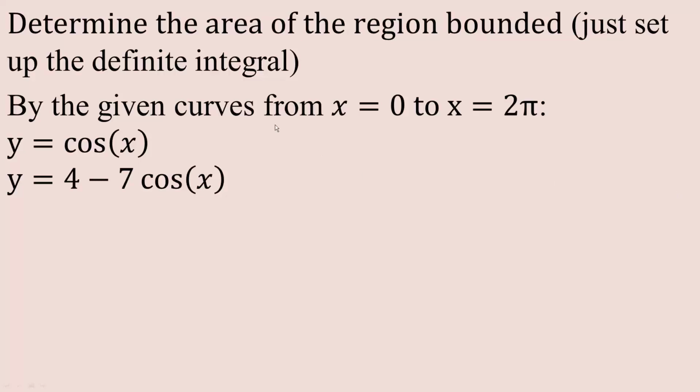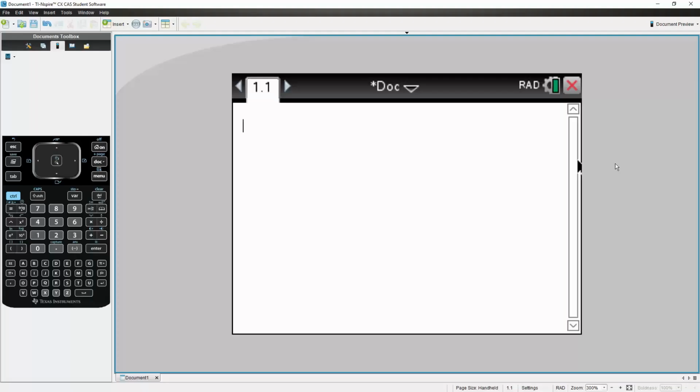Okay, in this video we want to determine the area of the region bounded by y equals cosine x and y equals 4 minus 7 cosine x for x equals 0 to x equals 2 pi. So let's do this. The first thing we need to do is get a graph.